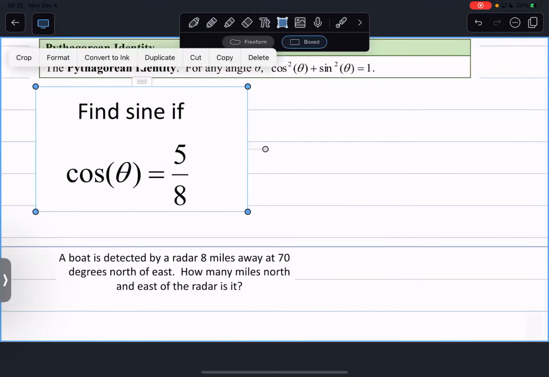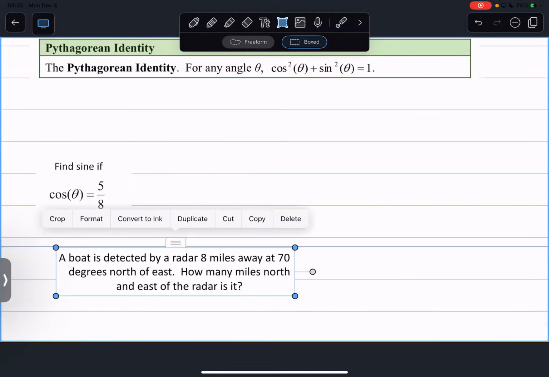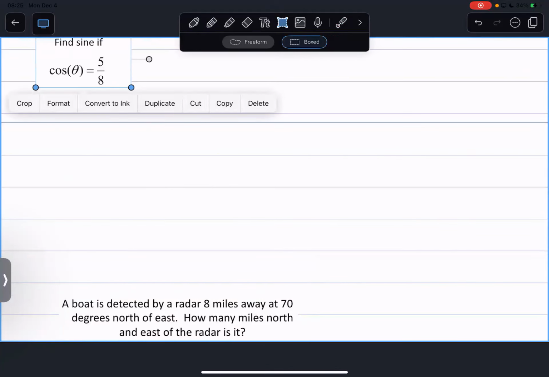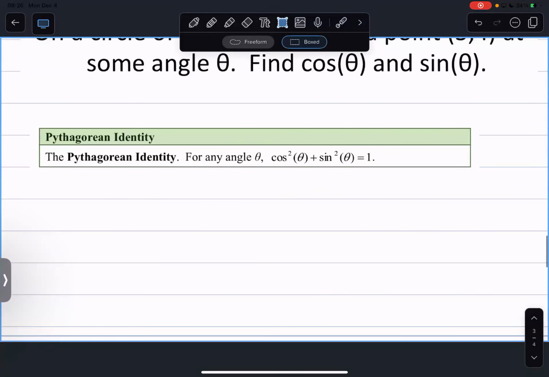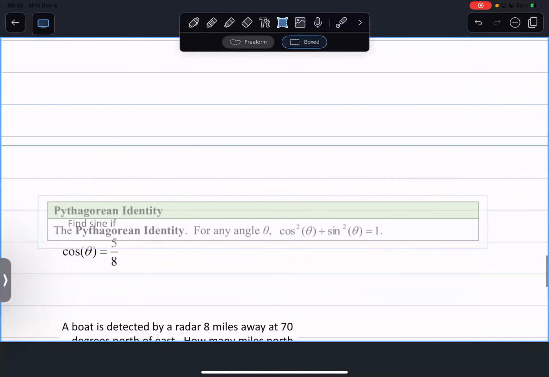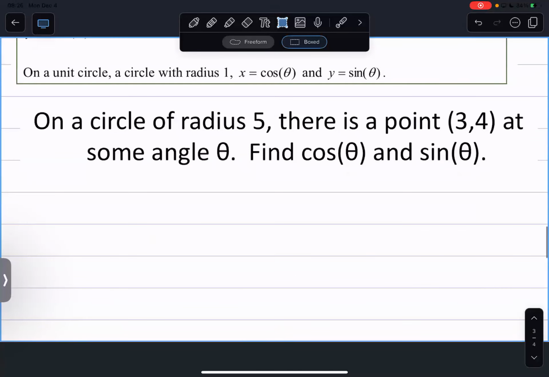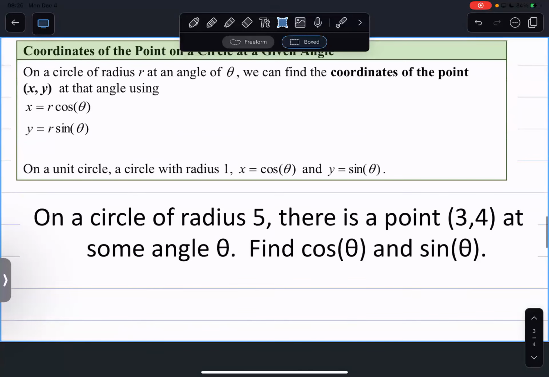I'm going to shrink this down, put this down here, clean up a little bit. So if we have a circle of radius 5, then there's a point 3, 4 on that circle at some angle theta. We want to find cos theta and sine theta.